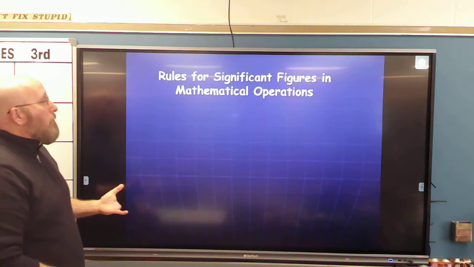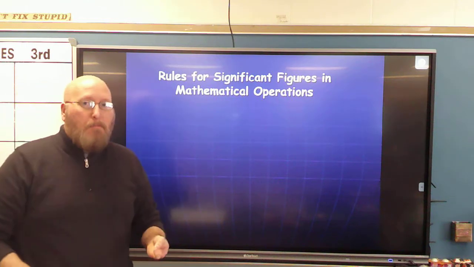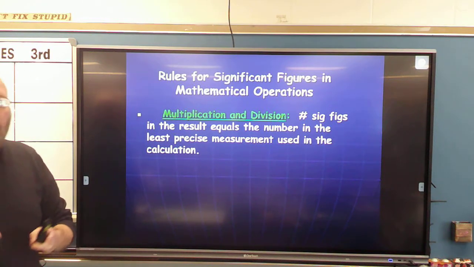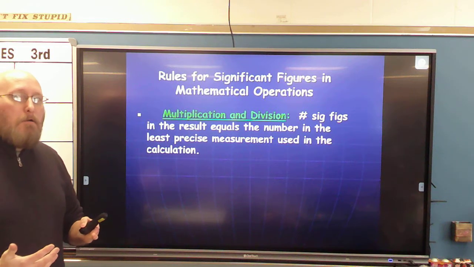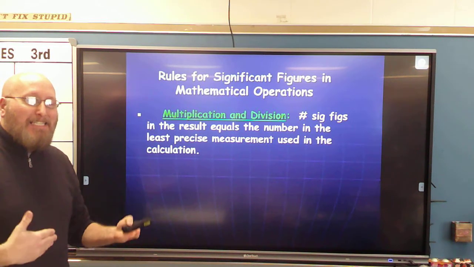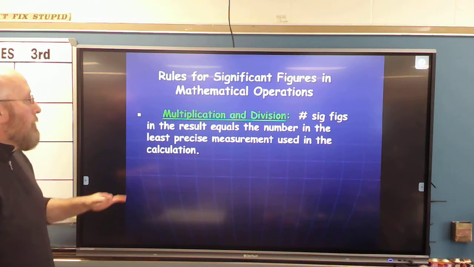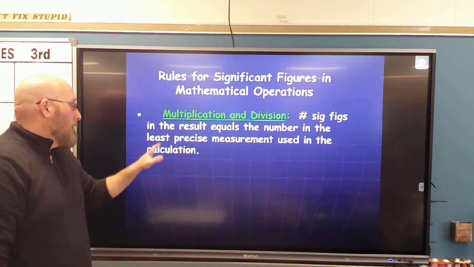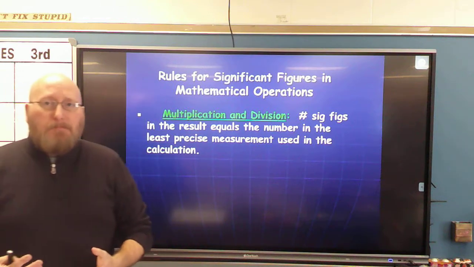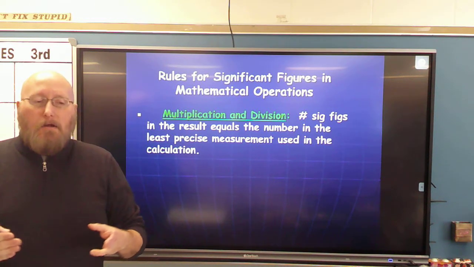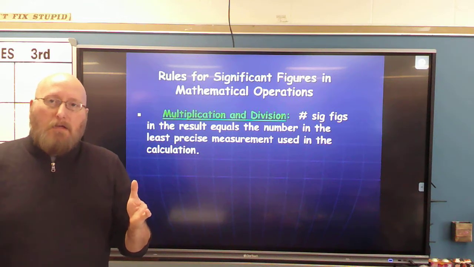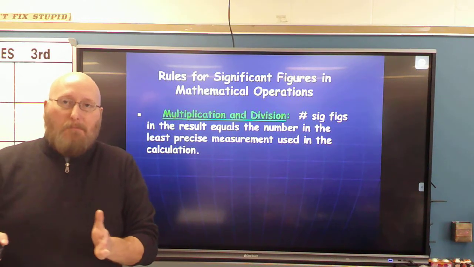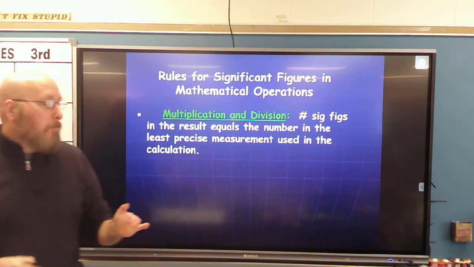So, first off, we want to talk about rules for Sig Figs in mathematical operations, specifically multiplication and division, okay? When you're multiplying numbers together and you come up with an answer, how many of those numbers will be statistically significant? How many Sig Figs do we have? It says the number of Sig Figs in the result equals the number in the least precise measurement used in the calculation. So when they said, let's do Sig Figs, they came up with rules for these in math. If you've got two numbers that you're multiplying or dividing together, you're going to pick the one that has the fewest Sig Figs. That's how many Sig Figs you're going to have with your answer. Okay, and I'm going to show you what I'm talking about in just a second.